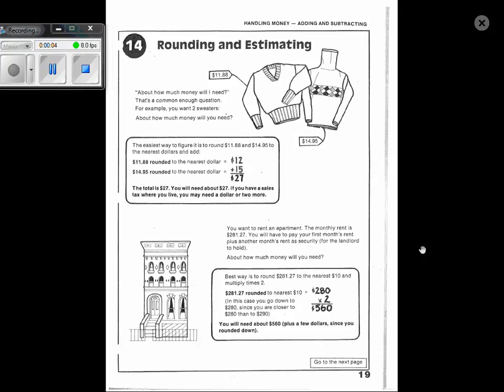Task 14, Rounding and Estimating. About how much money will you need? That's a common enough question. For example, you want 2 sweaters, but how much money will you need?